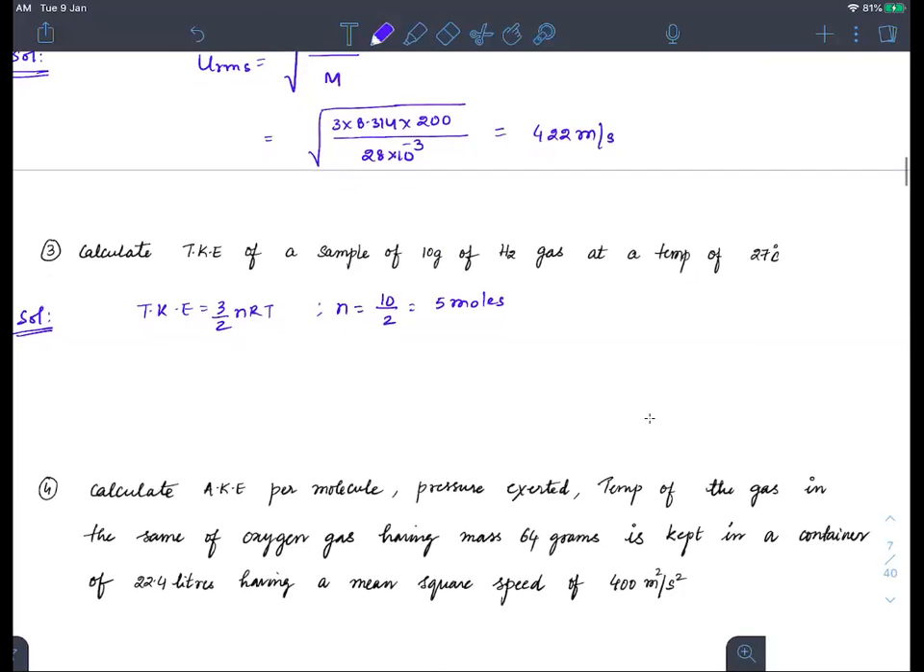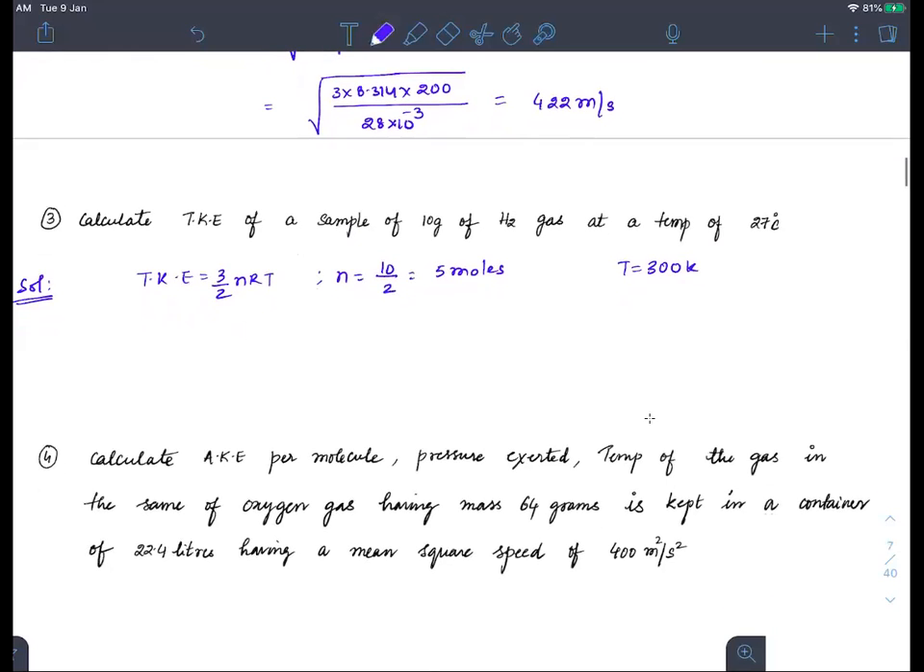Next, we got 5 moles here and temperature is given already, 27 means temperature is 300 kelvins. So we just have to substitute that here. So what do we get? Total kinetic energy is equal to 3 by 2 times 5 into 8.314 into 300. So this is what you will substitute. On doing that, approximately you will get 18.7 kilojoules, because everything is coming in joules. So you take 1000 out, that will become 18.7 kilojoules.